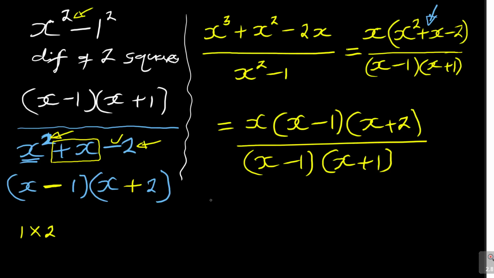I hope you saw what I did. But look now, what is similar on top and below? Do you see it? Yes. This one, x minus 1 and x minus 1. Then you write what is remaining. You have got that x here, this one, which is x, and then you've got that one, which is x plus 2.